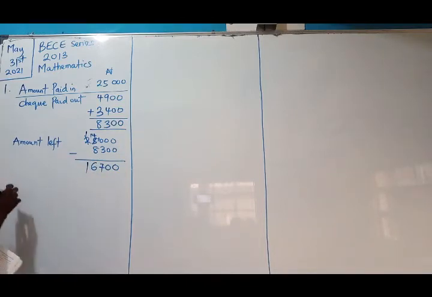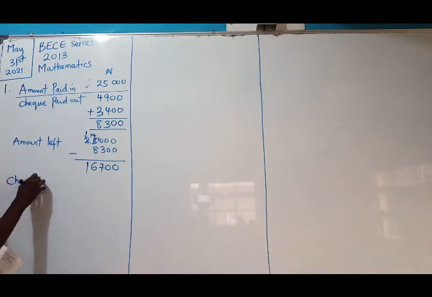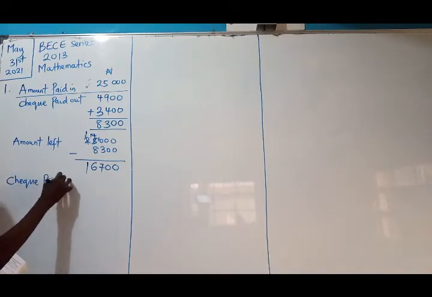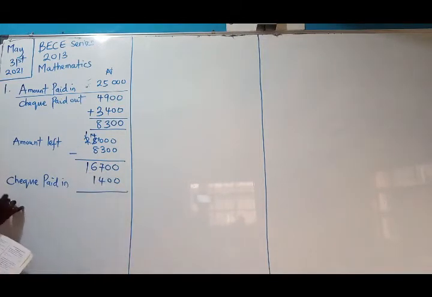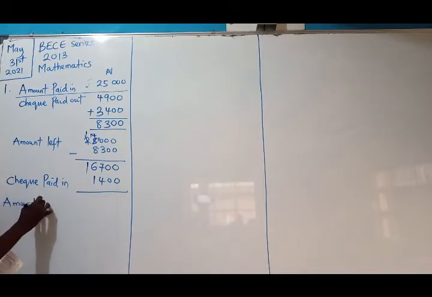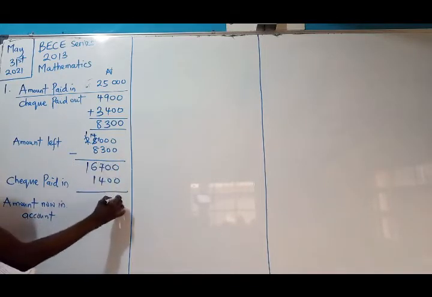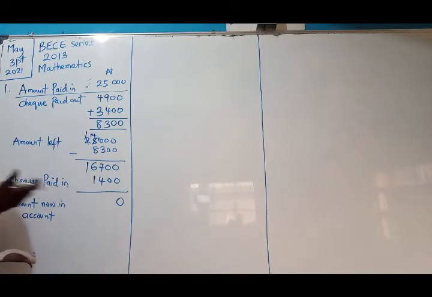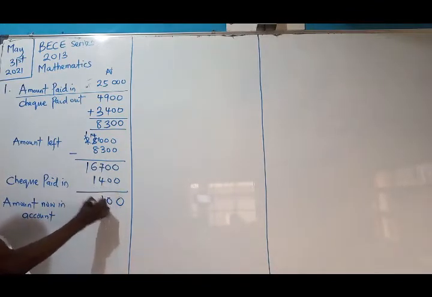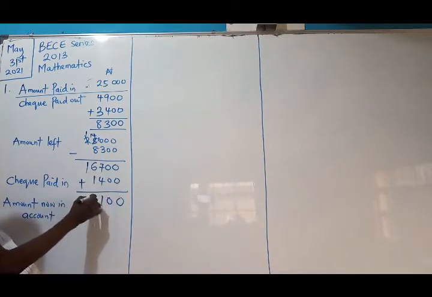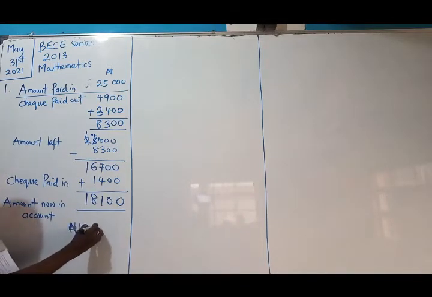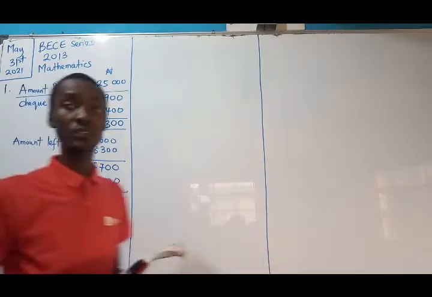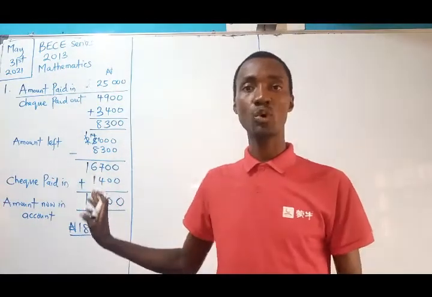You are also told that she paid in, so check paid in will now be 1,400. So this will now be amount now in account. It's your business studies knowledge that you are applying here. 0, 1, this will be addition, and then this will be 8, and that will be 1. So amount in account will simply be 18,100. And that solves that question. It's nothing more than that.